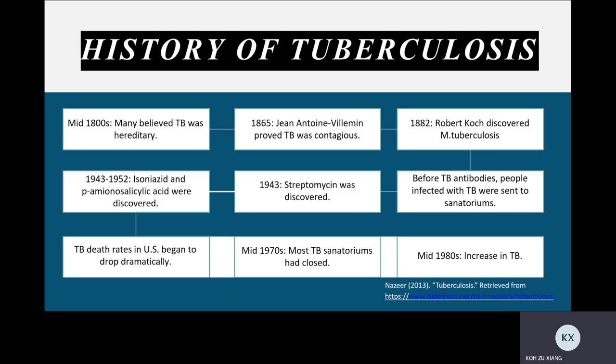Before TB antibiotics were made, people infected with tuberculosis were sent to sanatoriums. Between 1943 and 1952, treatments for TB were found, such as streptomycin. TB death rates in the United States began to fall, and most sanatoriums had to close down. During the mid-1980s, there was an increase in TB infections.